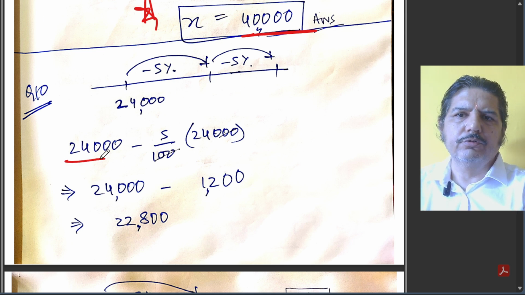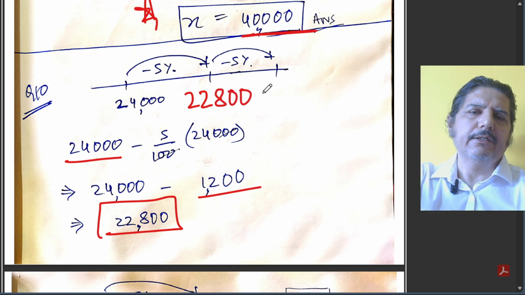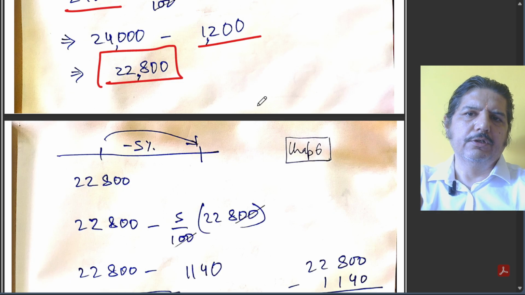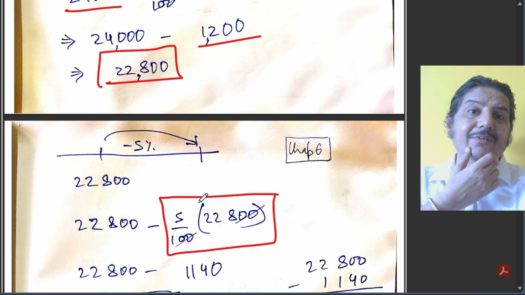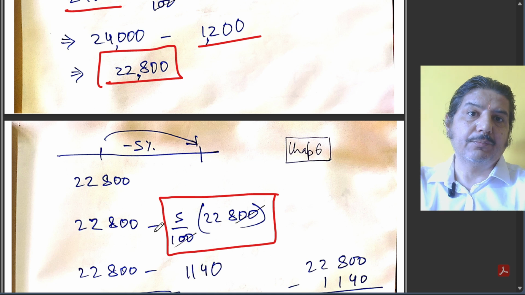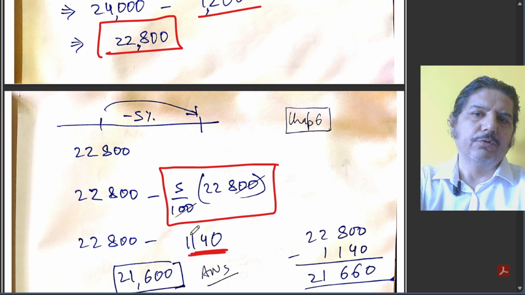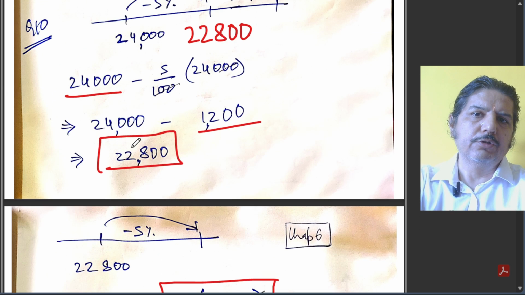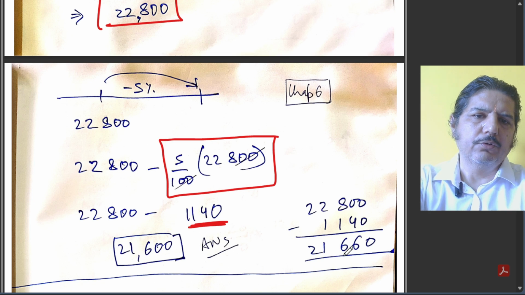So I start with 24,000. I decrease 5%. So 5% of 24,000 is 1,200. So this is my value after 1 year: 22,800. Then depreciate 5% more of 22,800. And because this is depreciation, I am decreasing. I am subtracting. So 5% of 22,800 is 1140. So from 22,800, I have to minus 1140.